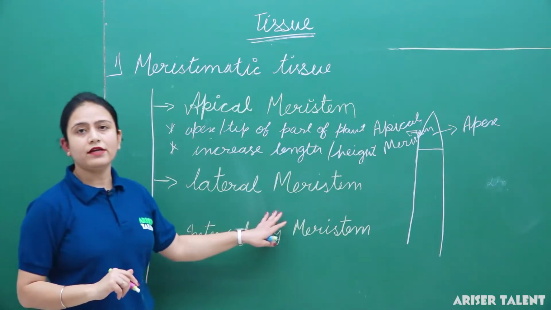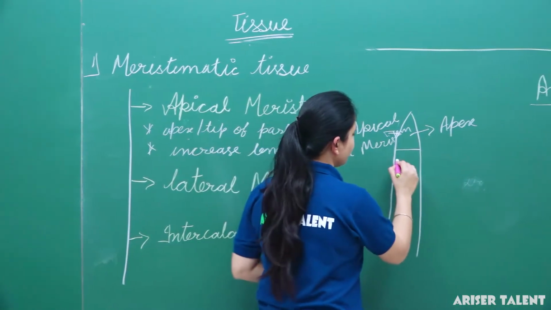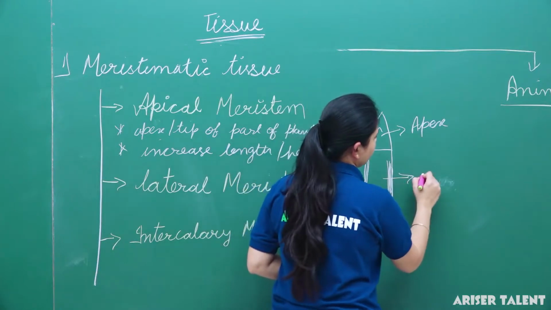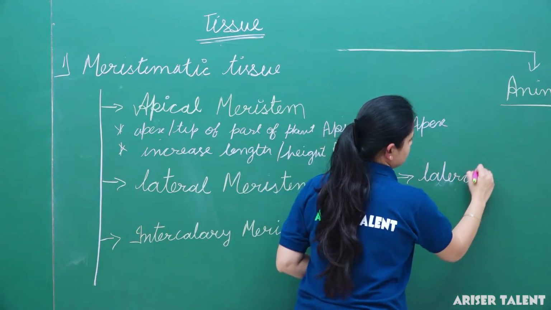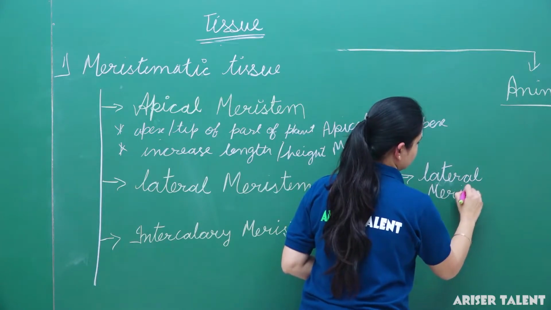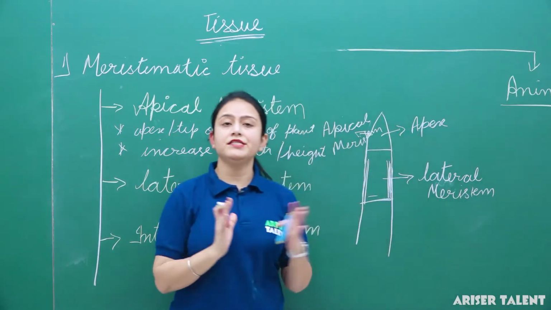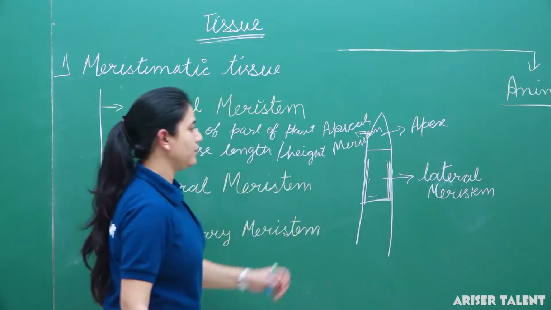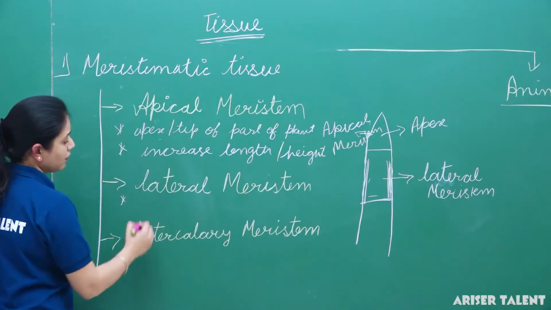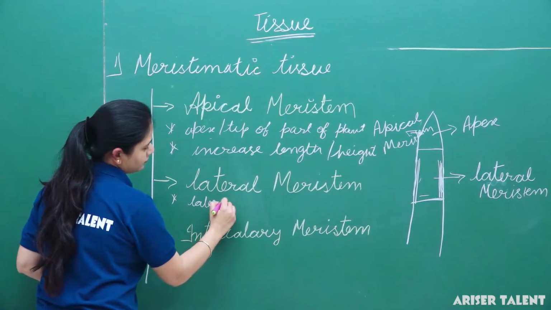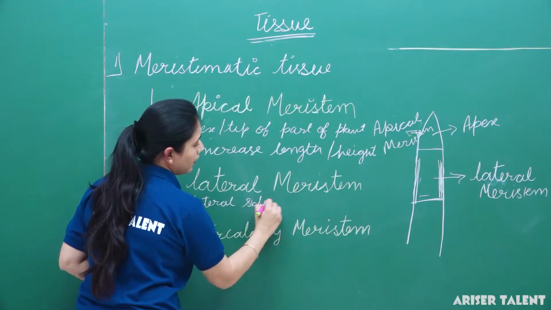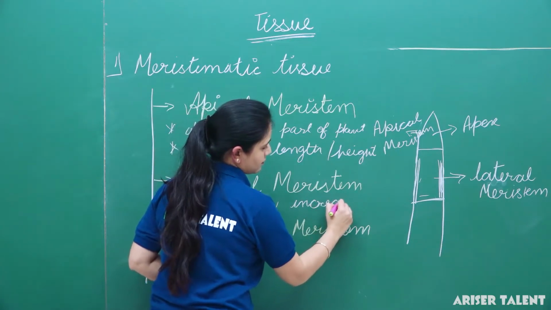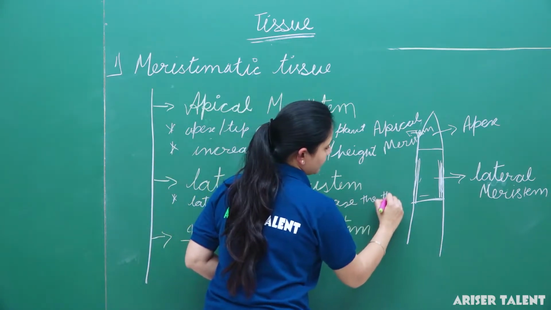Now, next is lateral meristem. Lateral meristem is found on the lateral sides. This is lateral meristem. It increases the thickness of the part of the plant. So we can say it is found on the lateral side, and it increases the thickness.